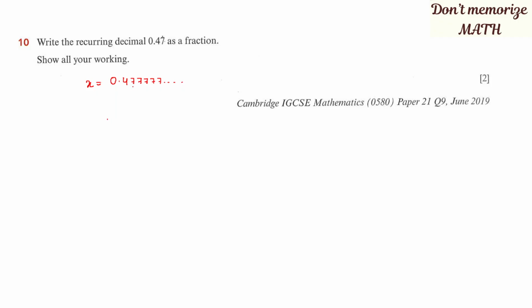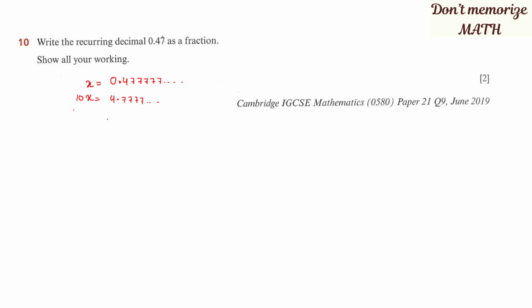Always remember, after the decimal, I am multiplying this number by 10. I am finding 10x. When you multiply this by 10, this 4 will come here, so it will become 4.77777. Are the numbers after the decimal the same in both of them? No, right? Here we have 4777, here we have 7777. So it is not the same.